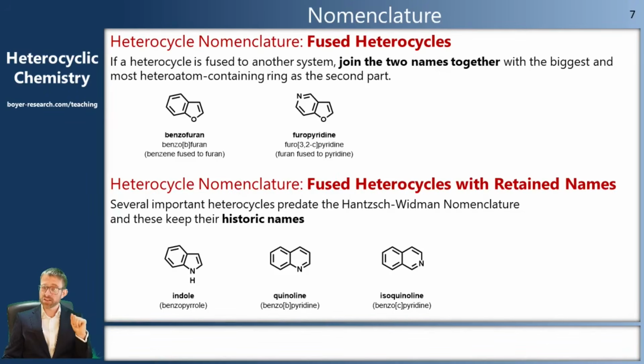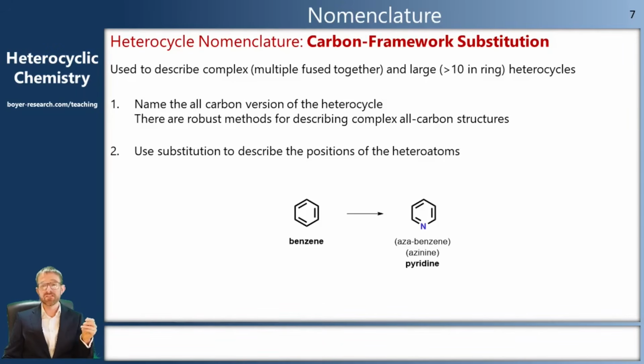Again, there are some fused heterocycles that have retained names. So instead of a benzopyrrole, we have an indole, and instead of benzopyridines, we have quinoline and isoquinoline. Now the final system, for very complicated heterocycles and heterocycles that contain more than 10 atoms in the ring, uses the all-carbon version. The all-carbon version of names can cope with almost any structure that has been conceived, and therefore is extremely robust.